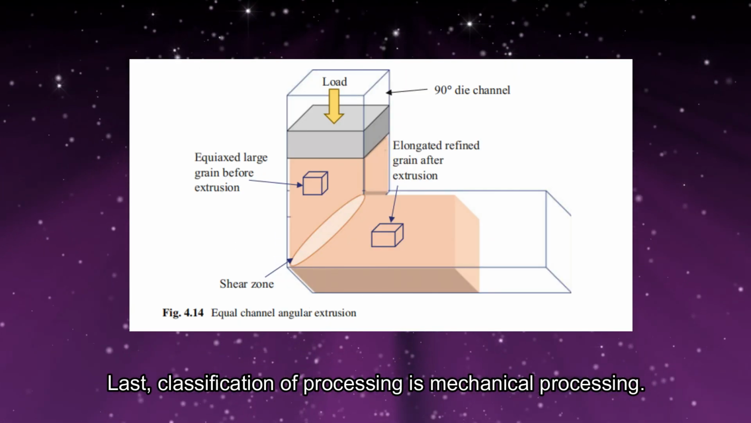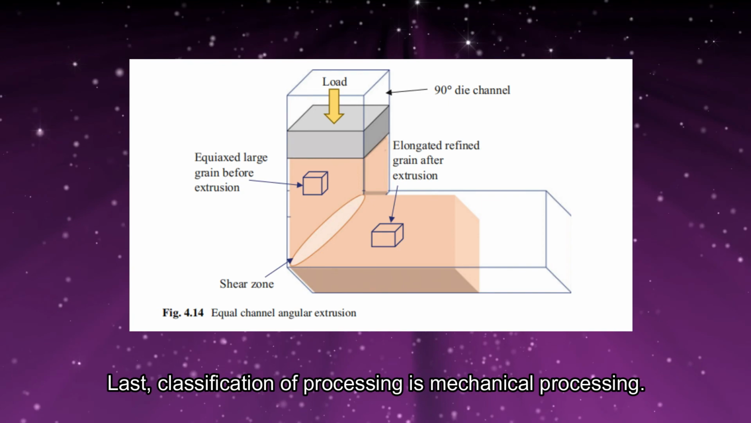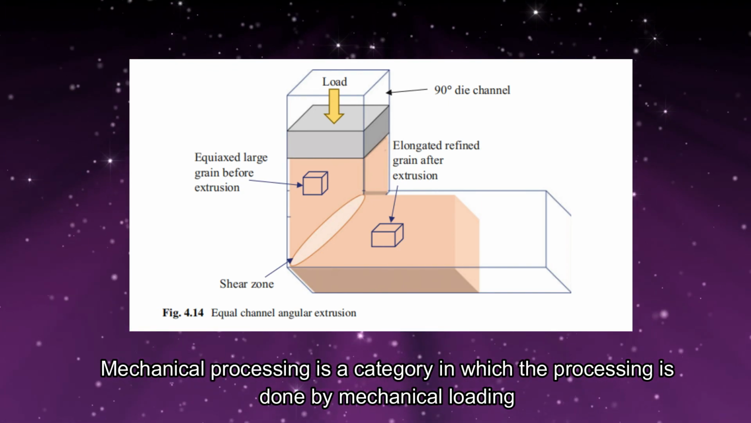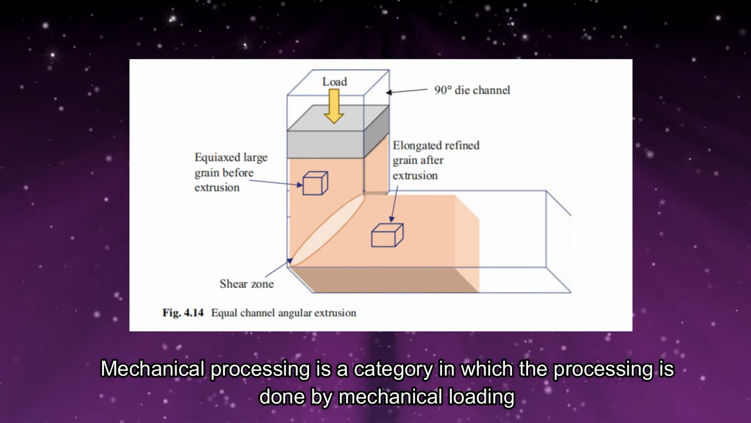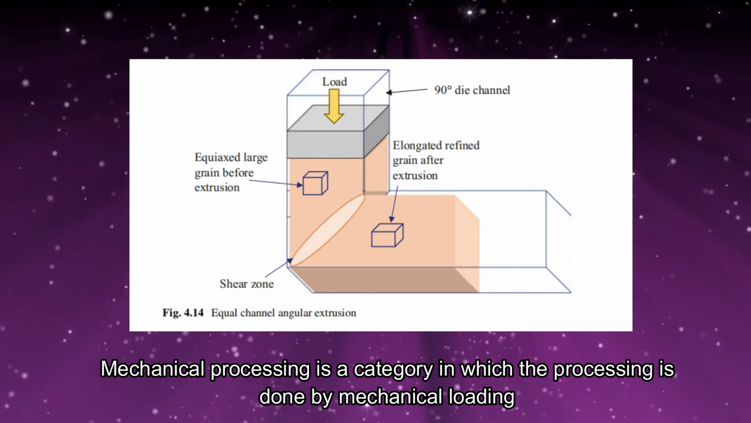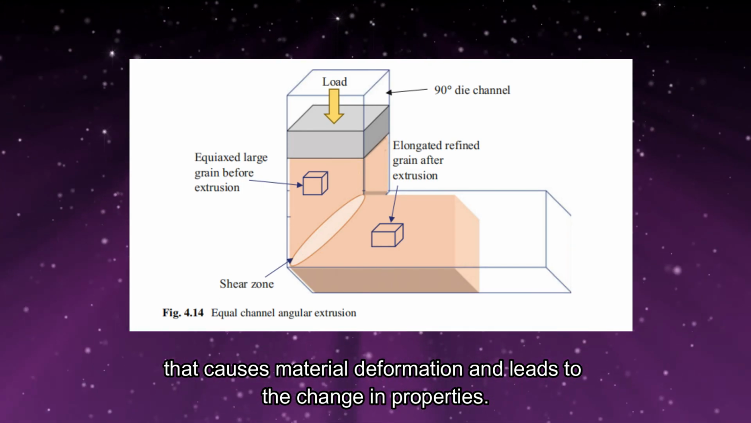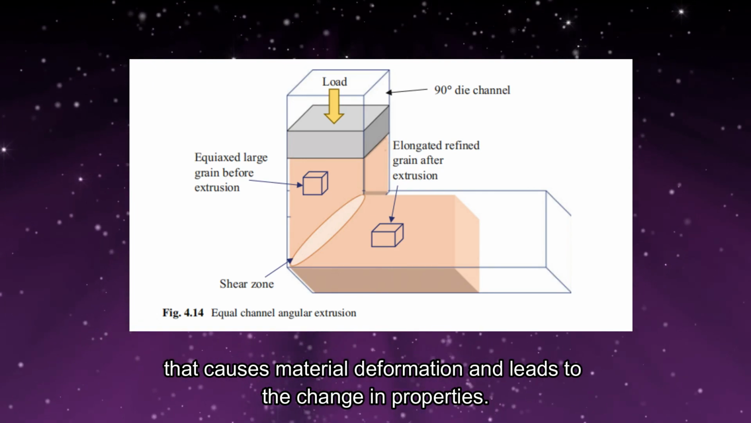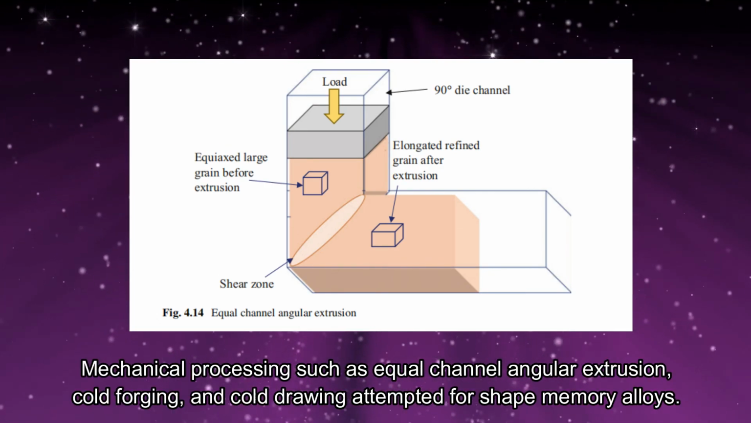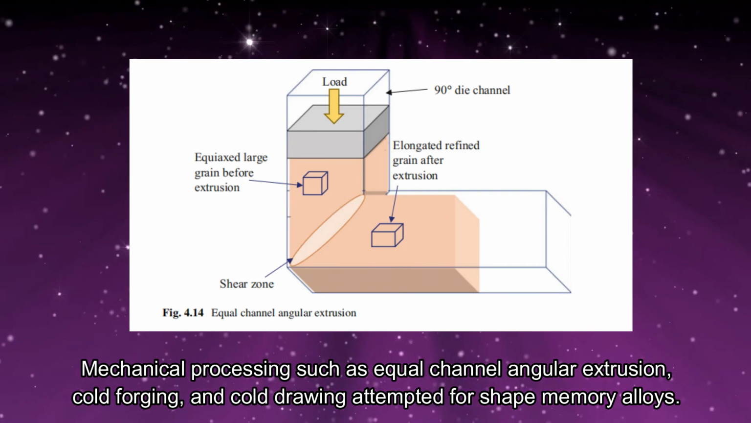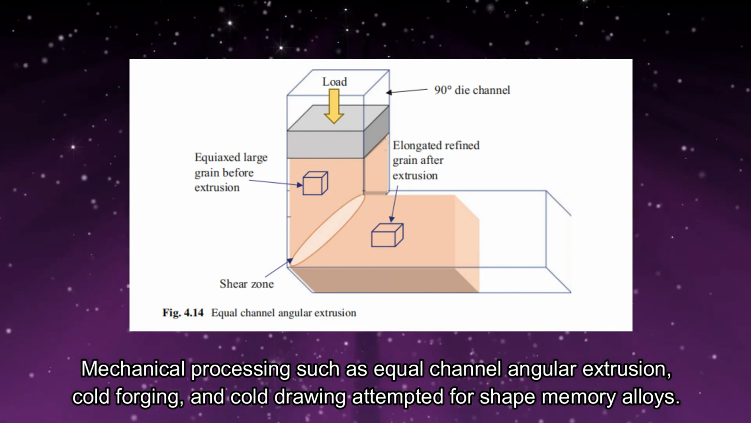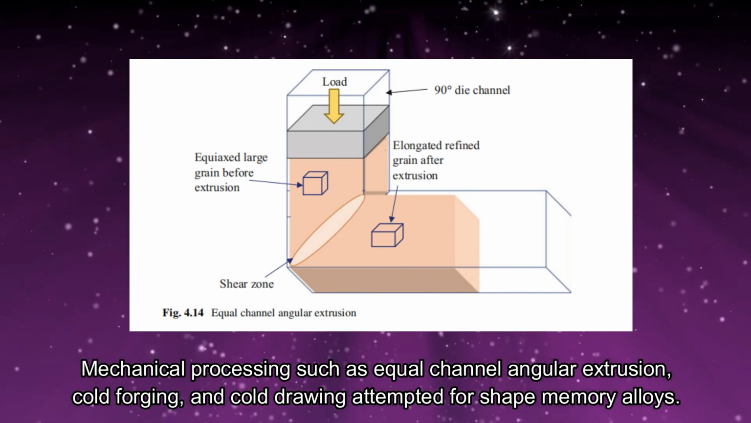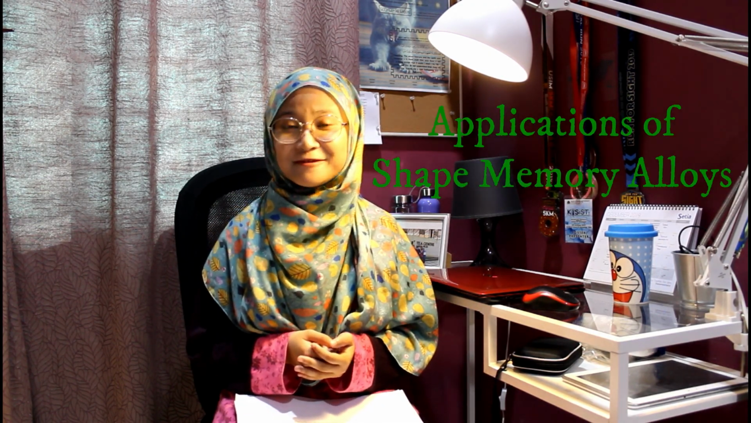Last classification of processing is mechanical processing. Mechanical processing is a category in which the processing is done by mechanical loading that causes material deformation and leads to change in properties. Mechanical processing such as equal channel angular extrusion, cold forging, and cold drawing is attempted for shape memory alloy. There are many applications of shape memory alloy.